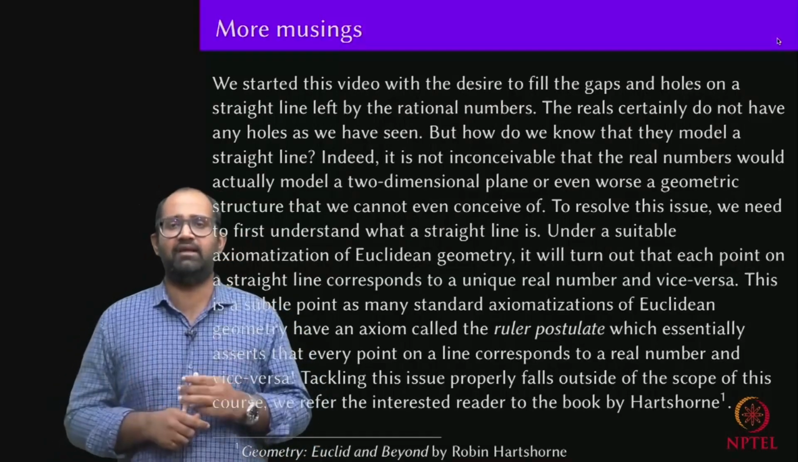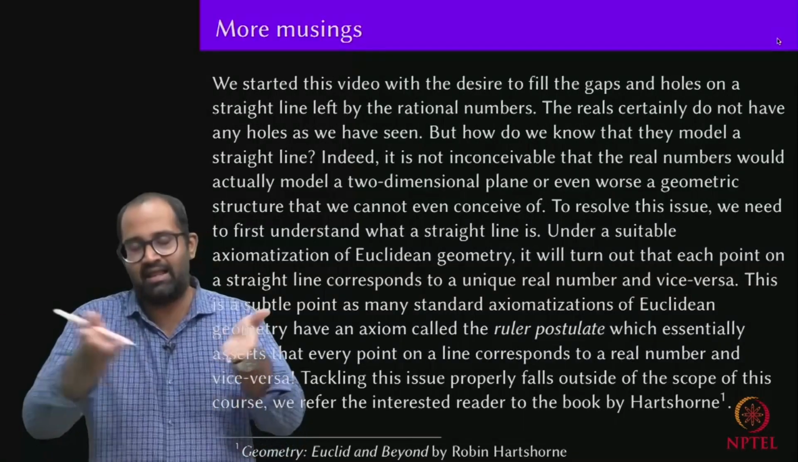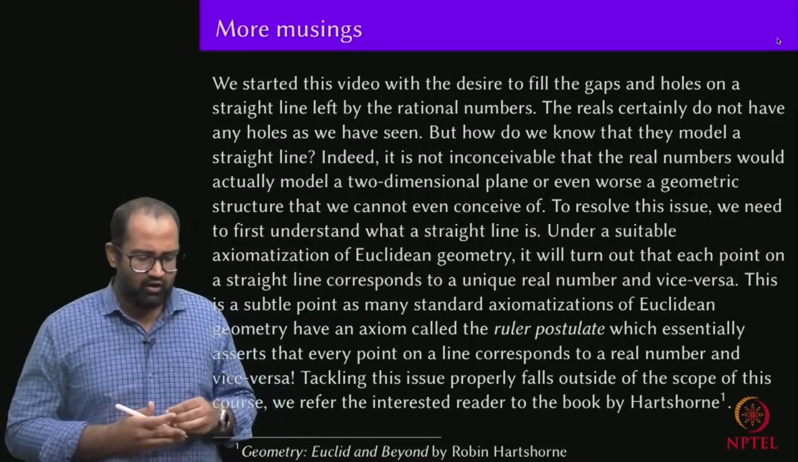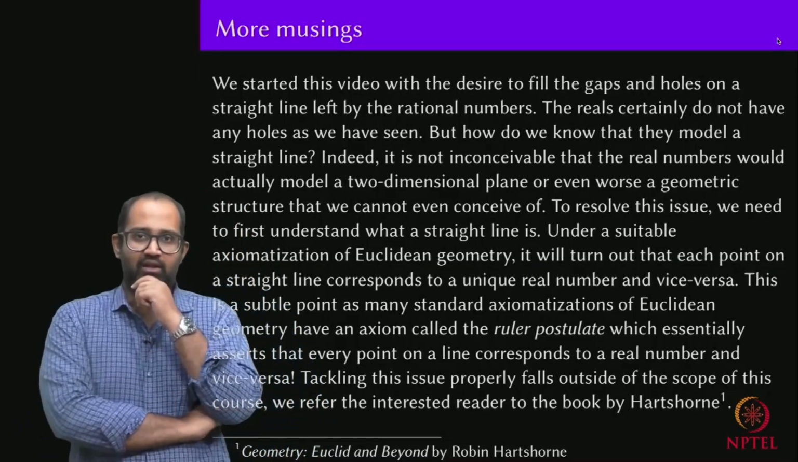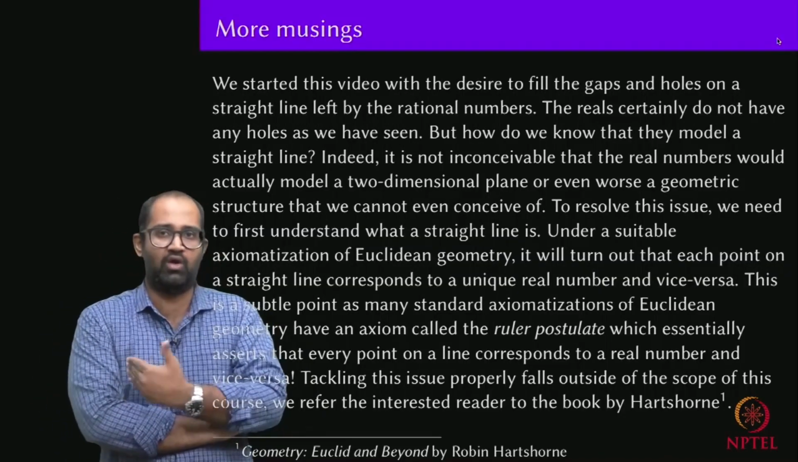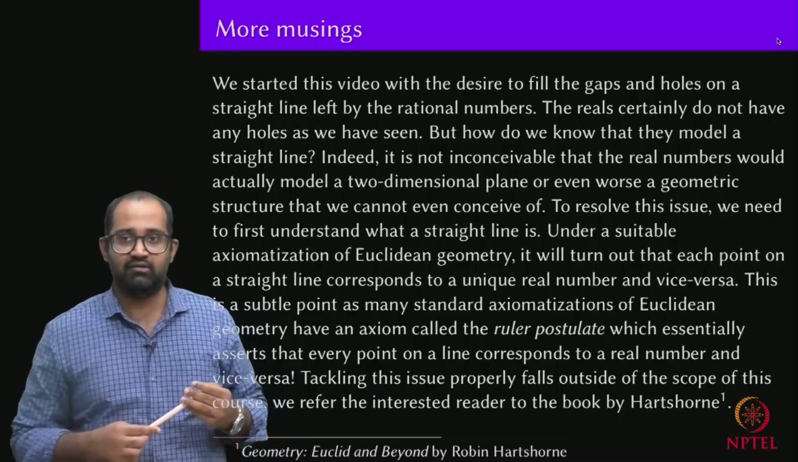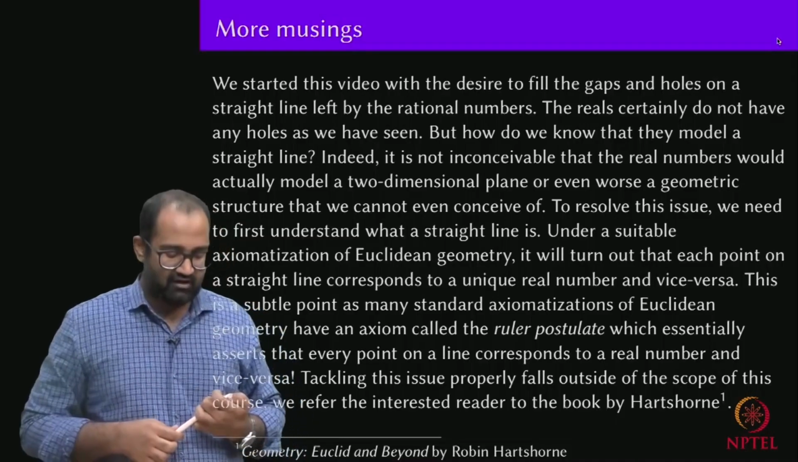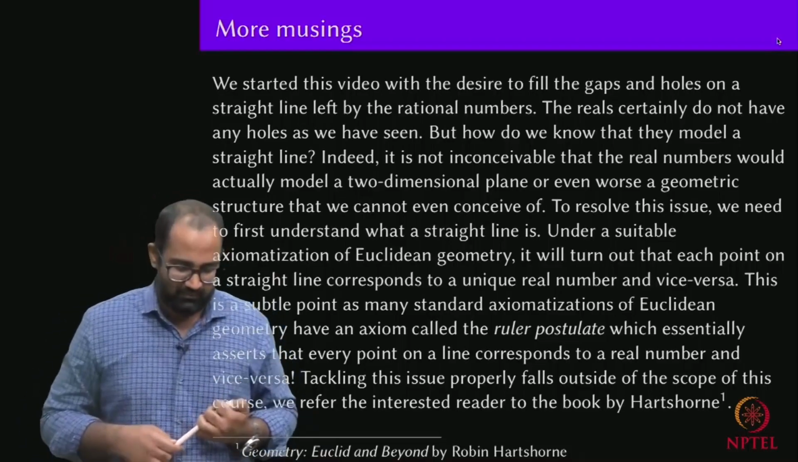We started off by saying that we want to fill in the holes left by the rational numbers when you lay them out on a real line, on a line. Okay. Now, as we have seen through several results, there are no holes in the real numbers, but how do we know that they model the straight line? For instance, as I said, the complex numbers are also complete in a different sense. They do not have any holes. Maybe what we have constructed as the real numbers is two-dimensional. Maybe it is not a line, it is a plane, or maybe it is some other geometric structure that we can't even imagine. It is well beyond our puny brains. We do not know, right?